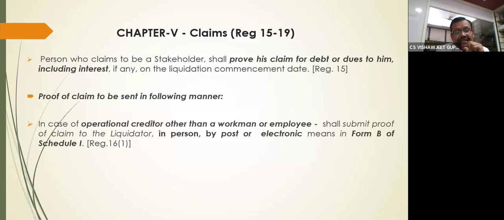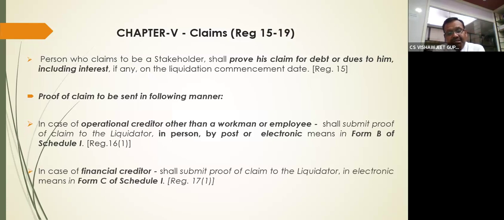Number one, in case of operational creditor other than the workman or employee, he or she shall submit the proof of claim to the liquidator in person, by post or electronic means in Form B of Schedule 1. So Form B of Schedule 1 is given in the regulations. So if the person is an operational creditor other than workman and employee, then he can submit the claim to the liquidator in person, by post or electronic means in Form B.